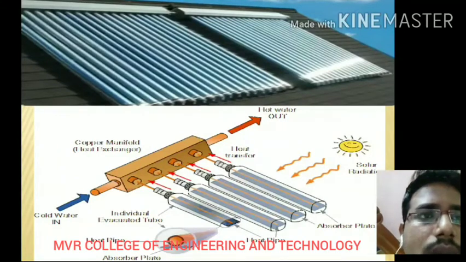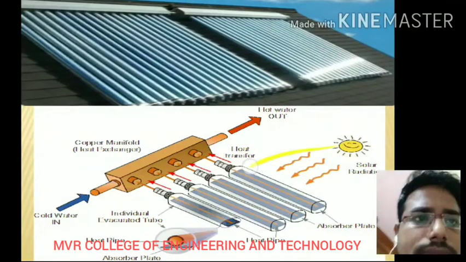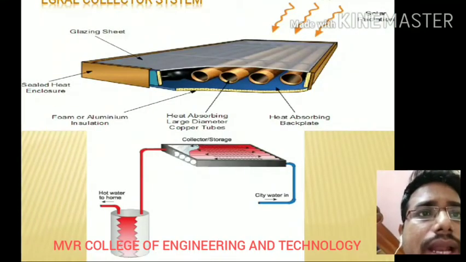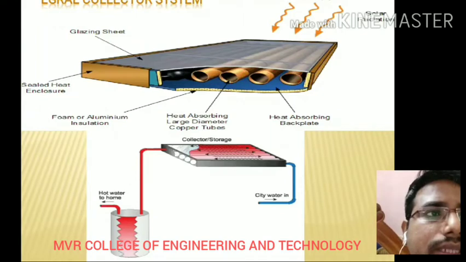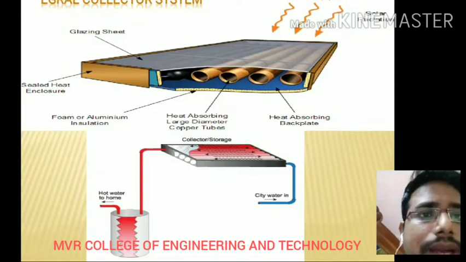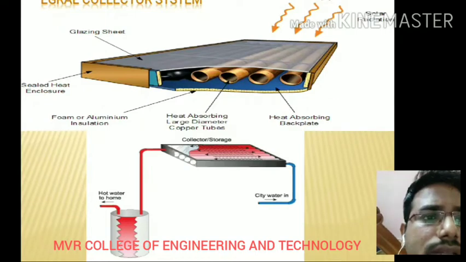So like this, evacuated tube collectors are used for solar thermal energy. Next one is the egg-crate collector system. You can see here the heat-absorbing large diameter copper tubes and heat-absorbing back plate, the foam aluminum and sealed heat enclosure, glazing sheet, and the solar radiation.